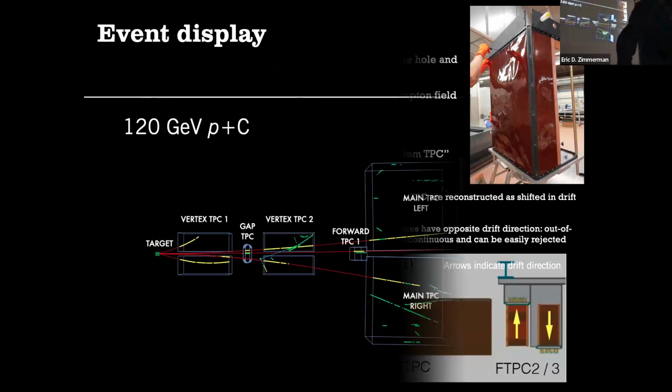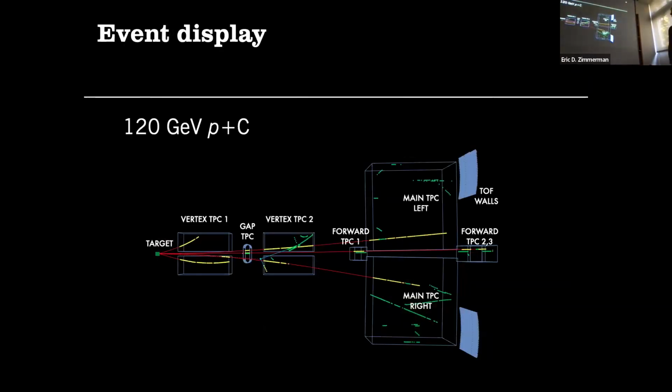Here's an event display for a 120 GeV proton-carbon event. You can see tracks in the vertex TPCs here. They're curved because of the magnet. The gap TPC and forward TPCs 1, 2, and 3 are shown here. And in the forward TPC, this is actually 2 separate tracks.